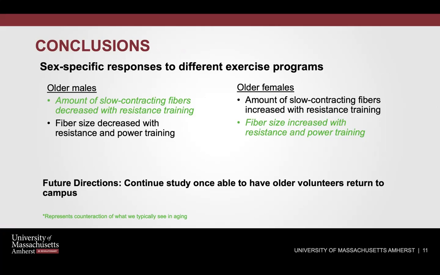Overall, there were sex-specific responses to the different exercise programs. In older men, resistance training decreased the amount of slow contracting fibers, which counters what we typically observe in aging, whereas the opposite was observed in females. There was an increased amount of slow contracting fibers with resistance training. However, in older females, the fiber size increased with both resistance and power training, which counters what we typically observe in aging. But males had a decrease in fiber size with both training types, resistance and power.